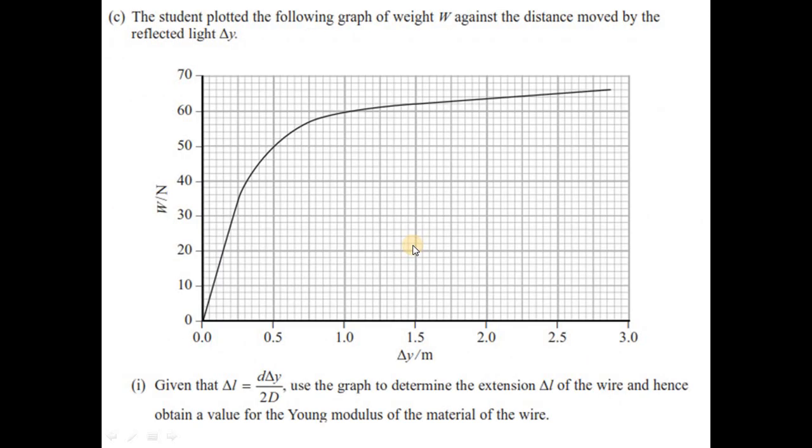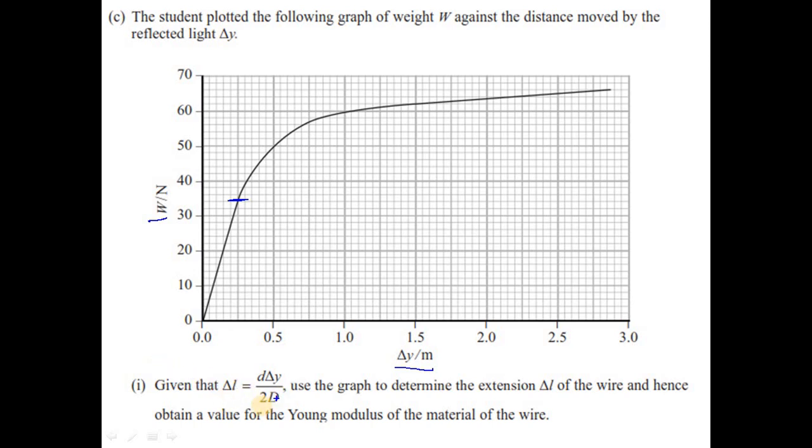Okay, so the student plotted the following graph of weight against the distance moved by the reflected light, delta Y. This is the graph, delta Y, this is the weight. So this is a straight line, I guess, till here, and then the permanent deformation, it is being curved. So permanent deformation, it will not return to the original shape if the graph is suggesting.